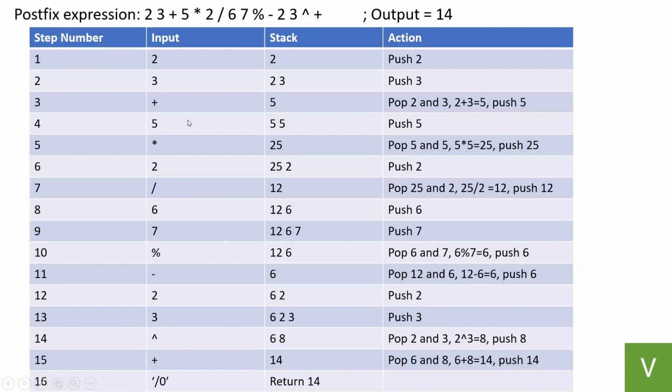Similarly, at the fourth iteration, the input is 5. So we will push it into the stack. At the fifth iteration, the input is an operator, which is the star symbol. So we will pop out 5 and 5 from the stack, perform multiplication on both popped out elements, and then push the result into the stack, that is 25. We will repeat the entire process until we encounter a null value. If we encounter a null value, then we will return the stack top element. That will be our result. Now let us implement a C program to see how the evaluation of postfix works.